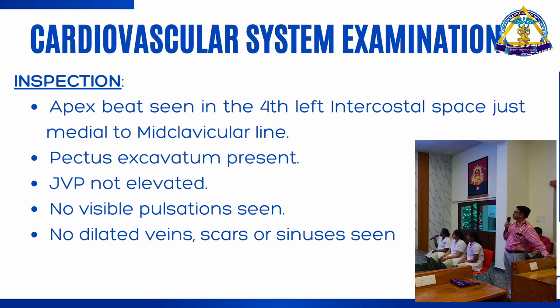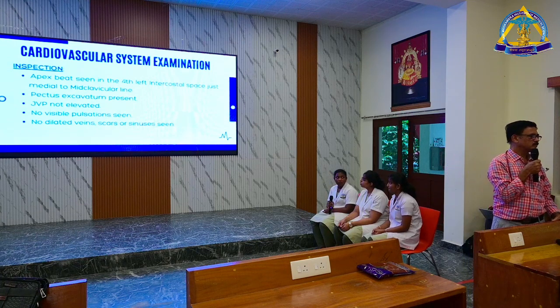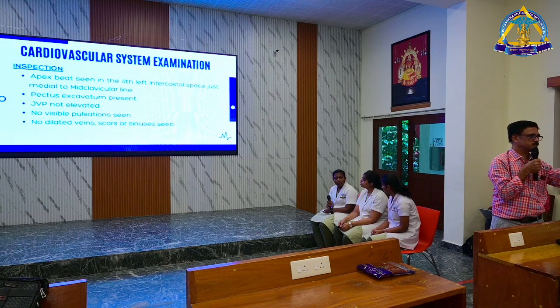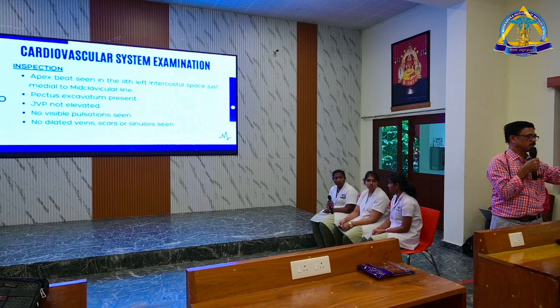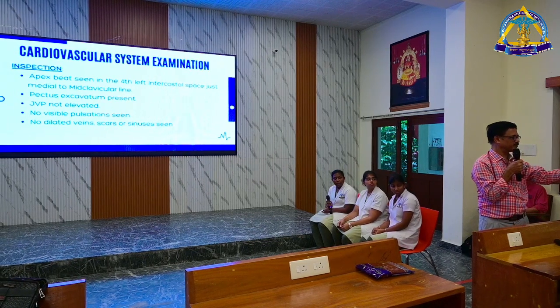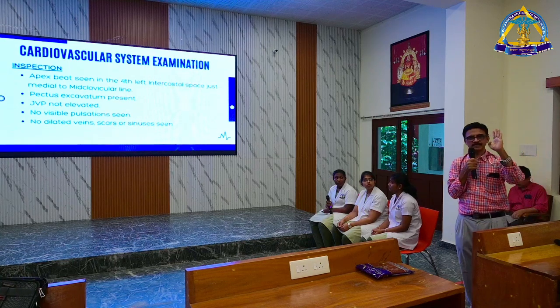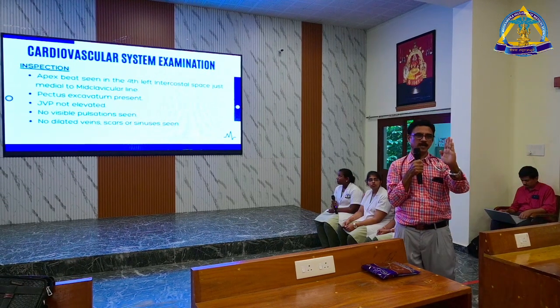Cardiovascular system examination, inspection: apex is seen in the fourth intercostal space, just medial to the mid-clavicular line. Is there any cardiomegaly? At 2 years, where is the apex? Fourth intercostal space, in the mid-clavicular line. Right or left? It is the fourth intercostal space, left, along the mid-clavicular line at 2 years.